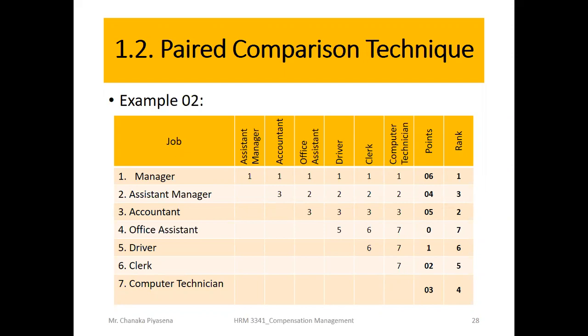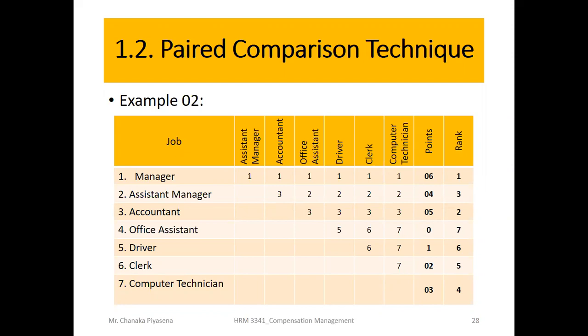And the 7th job, computer technician, earns 0.3. Therefore, we can rank the computer technician as the 4th most important job. Next one is clerk, and the next one is driver. Last one is office assistant.